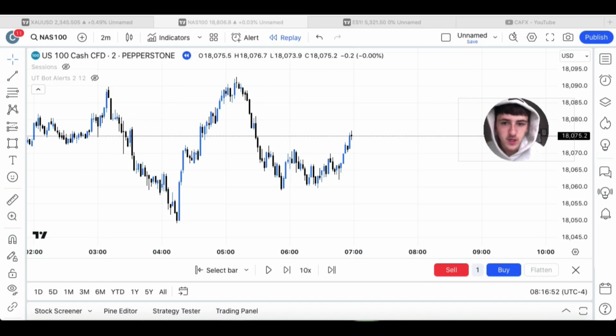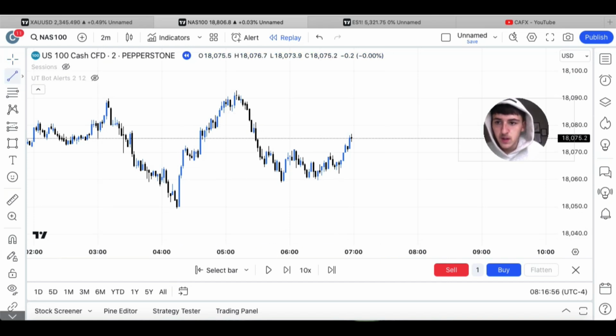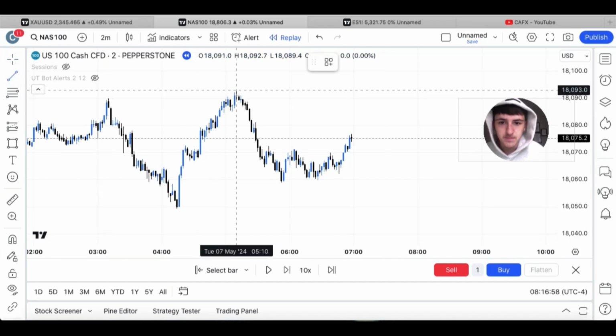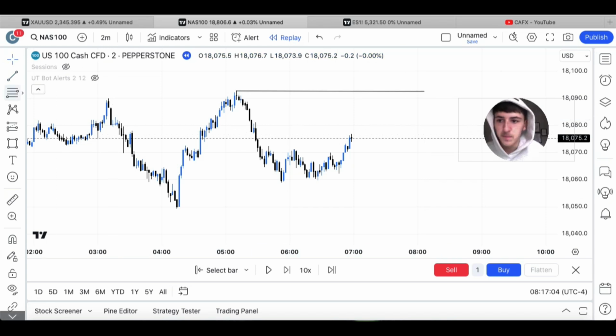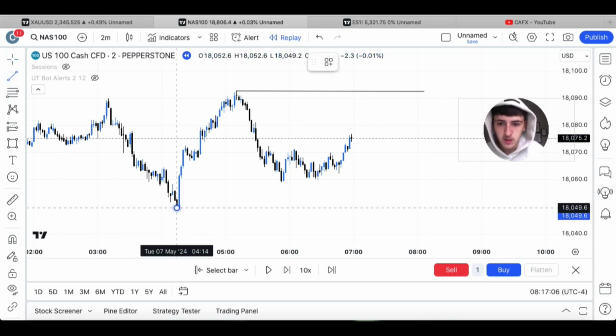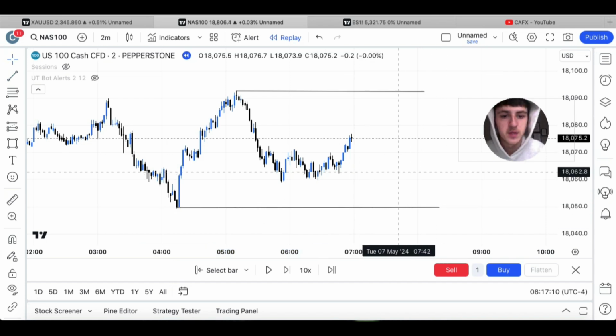Okay, so for this trade example, we're on the NAS 100. I showed you a gold example last time. We're going to do one on NAS now. So again, I'm marking out my range, marking out my 2 points, so my buy side and my sell side that I'm looking to be swept.